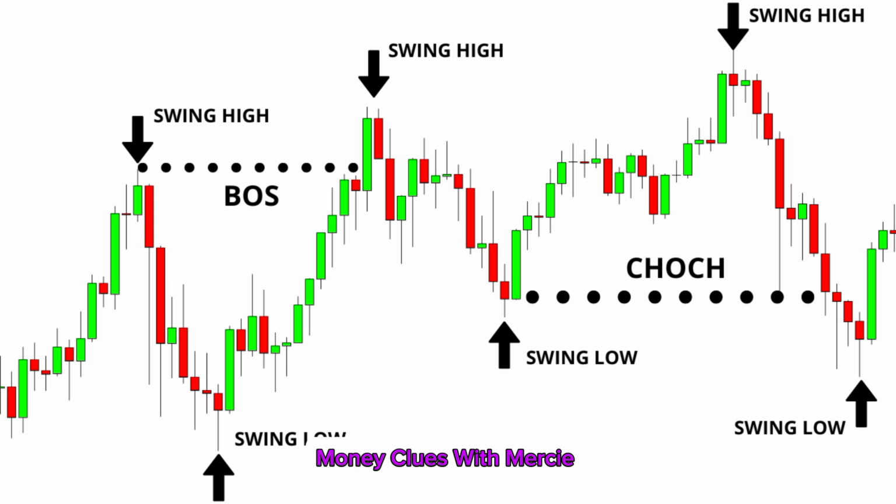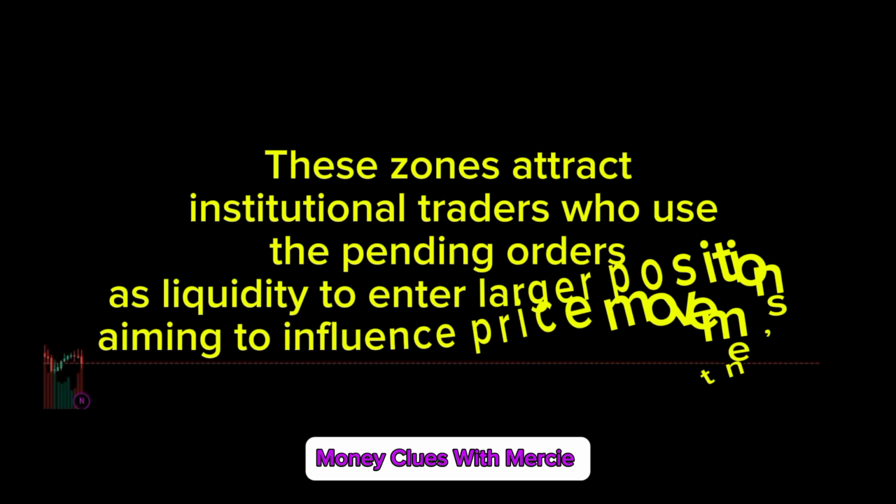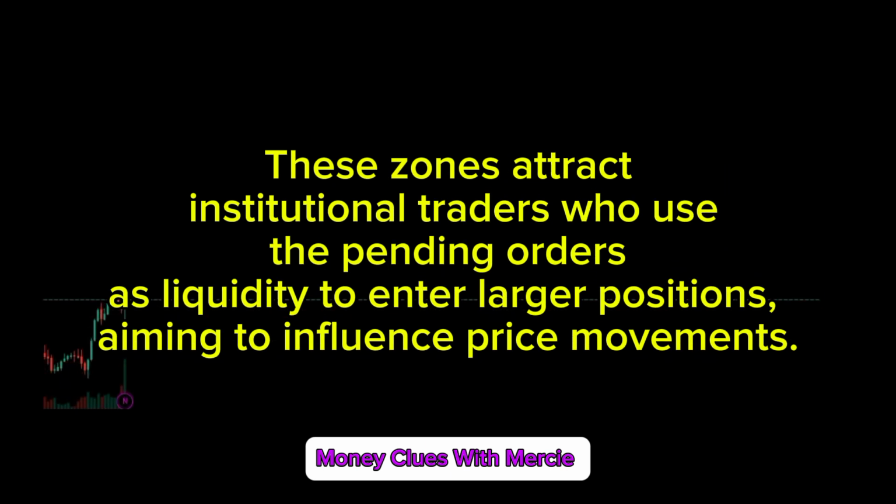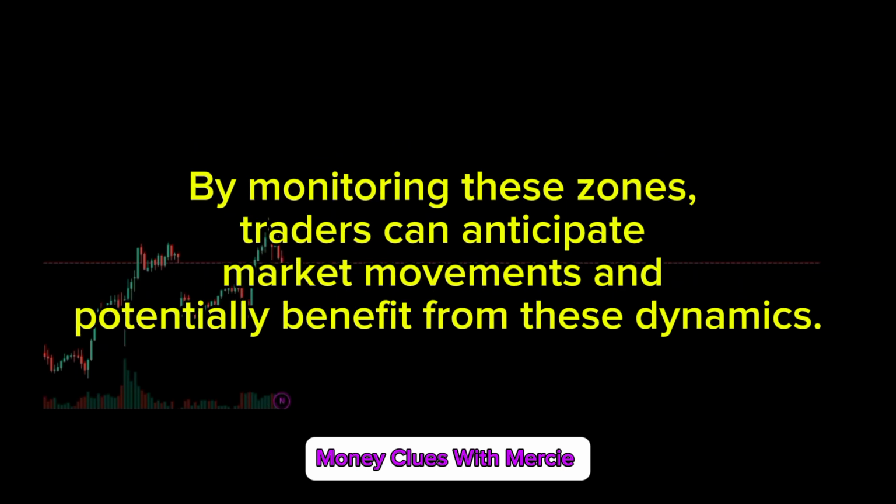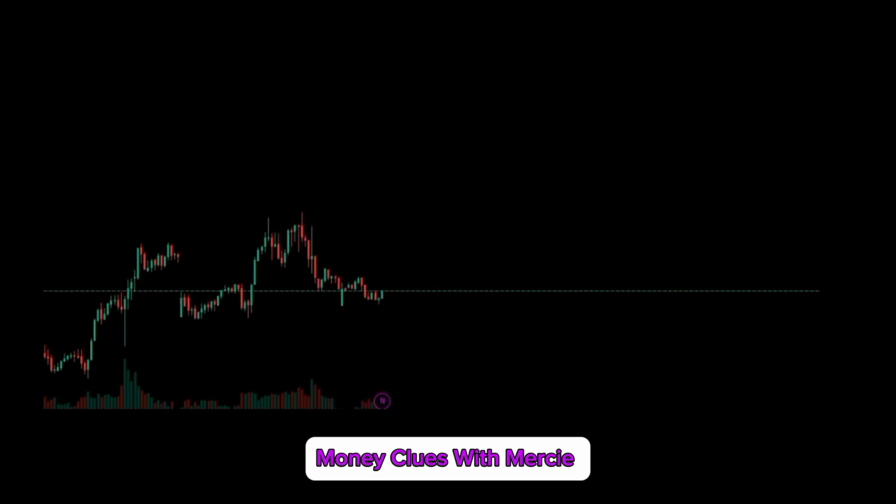I know you can ask yourself, why is it important? You're supposed to know these zones attract institutional traders who use pending orders as liquidity to enter large positions, aiming to influence price movement. Another thing you're supposed to know is that by monitoring these zones, traders can anticipate market movements and potentially benefit from these dynamics. So it is a very crucial level.